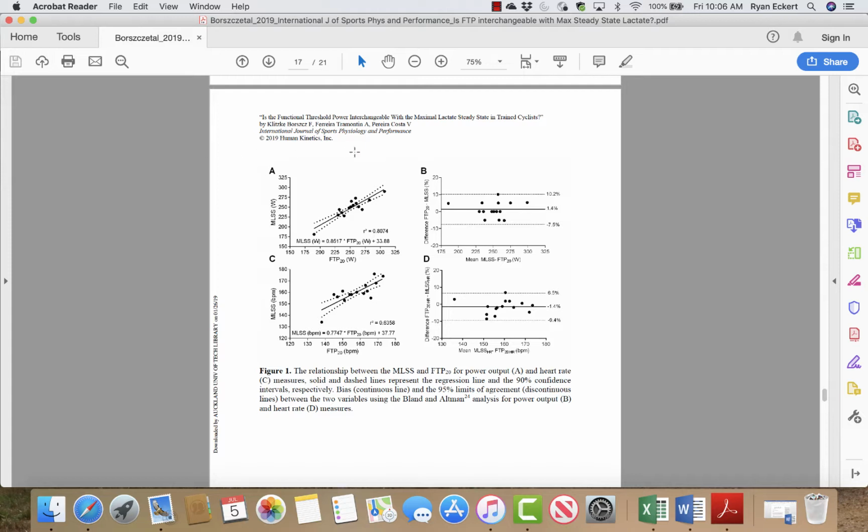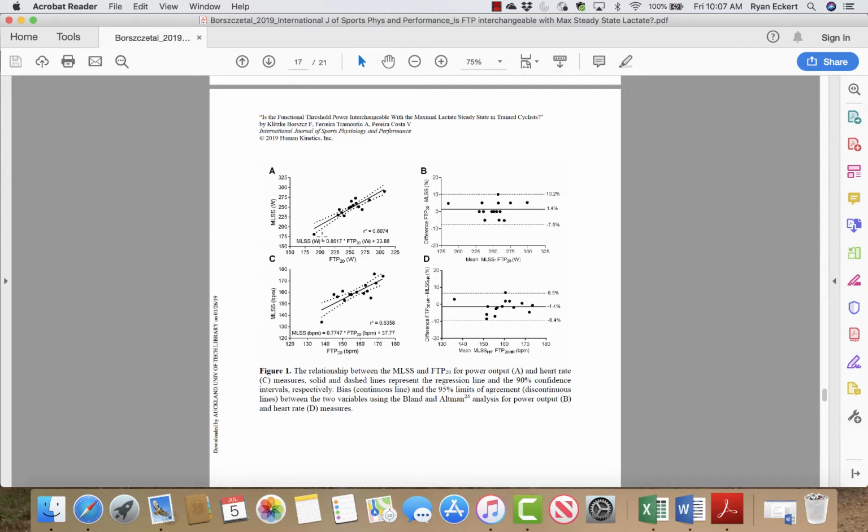And so if you look at this graph right here, graph A, the y-axis right here you see is MLSS. So this is maximal lactate steady state, which is essentially, for the purposes of this paper, they use this term to describe your 60-minute lactate threshold. So you're going to see power outputs over here of 60-minute lactate threshold measured in the lab. And then on the x-axis over here, you're going to see the estimated 60-minute lactate threshold that they got from the 20-minute FTP test. And so all these little black dots represent the 15 cyclists.